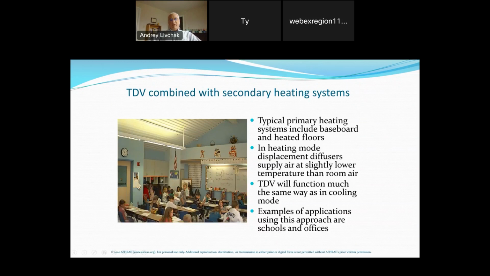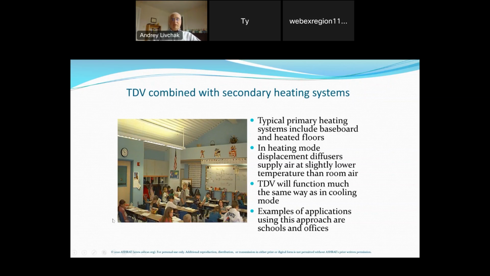A lot of questions I'm getting are about how displacement ventilation works in heating mode. First of all, as I mentioned, displacement ventilation works only in cooling mode, because to achieve this stratification effect, you need to have supply air temperature lower than space temperature. The moment we start supplying warmer air through displacement diffusers, it would start mixing with room air and rising into the upper part of the space.